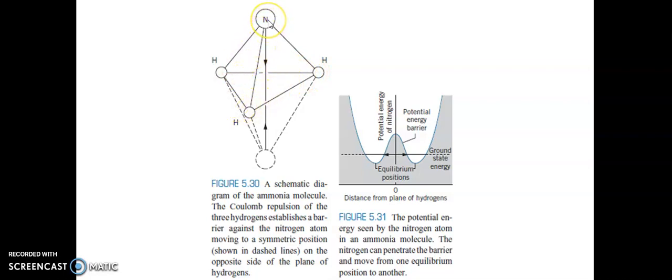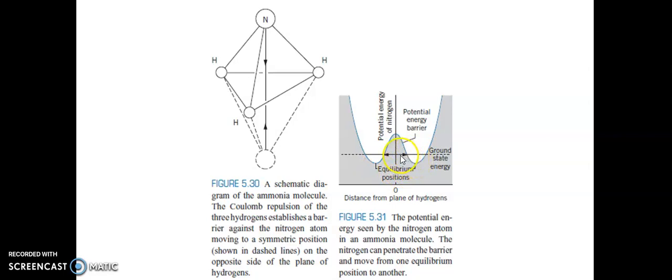Suppose we try to move this nitrogen atom along this axis towards the plane of hydrogen atoms. We can see that there is a repulsion which is caused by the three hydrogen atoms. So these hydrogen atoms produce a potential energy which is of this form. So this is the distance from the plane of hydrogen atoms. So this is the equilibrium position.